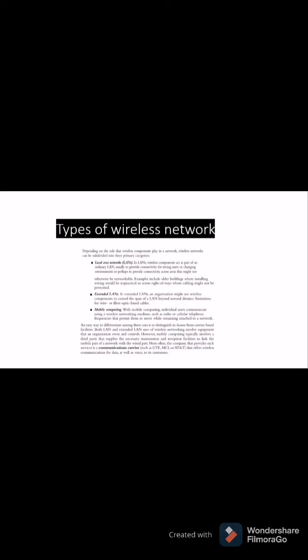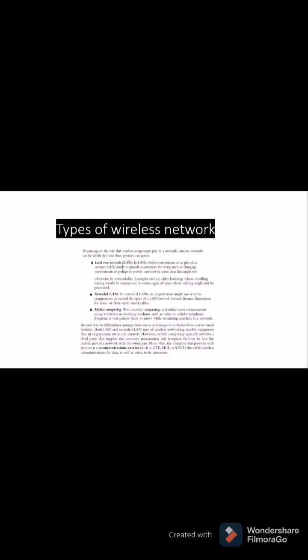As you can see here, there are three types of wireless network. The first is local area networks, or LANs. They are usually used to provide connectivity for roving users or changing environments, or perhaps to provide connectivity across areas that might not otherwise be networked. Examples include older buildings where installed wiring would be impractical, or across rights of way where cabling might not be permitted.